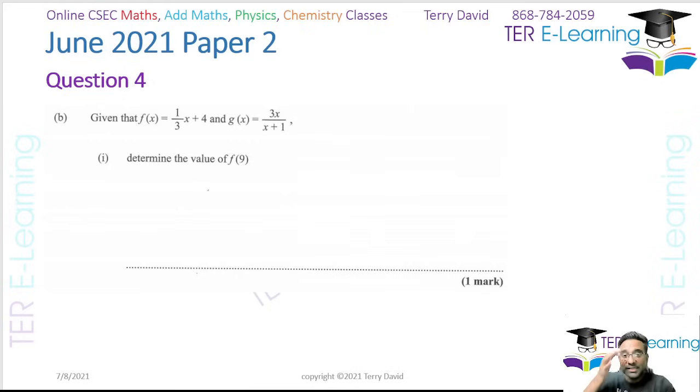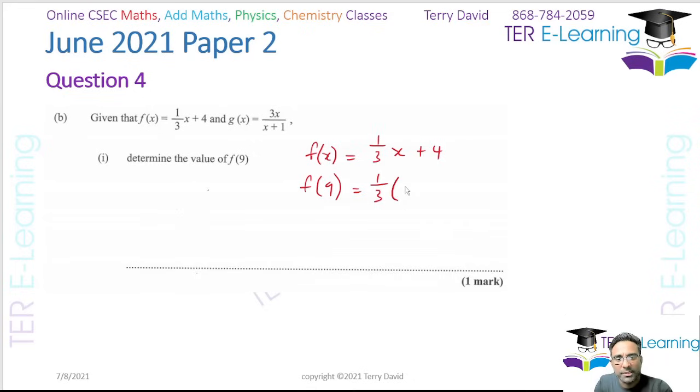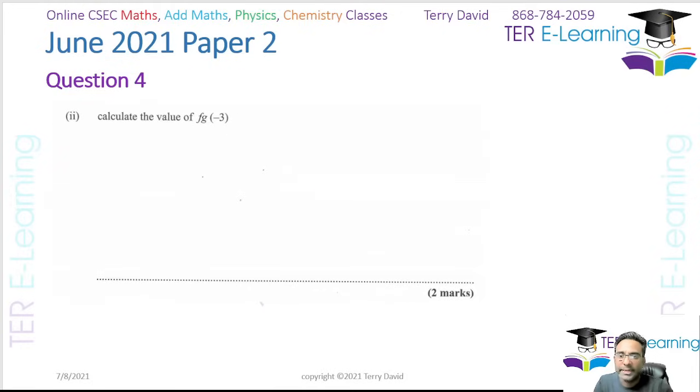Now, part B. They said determine the value of f of 9. So they gave us two functions, and they want f of 9. So f of x is equal to 1/3 x plus 4, and you want to figure out f of 9. All you're going to do is substitute 9 into this equation anywhere you see x. So this is 1/3 multiplied by 9 plus 4. This 3 will go into 9 3 times. So this is 3 plus 4, which is equal to 7. Easy 1 mark. Next part.